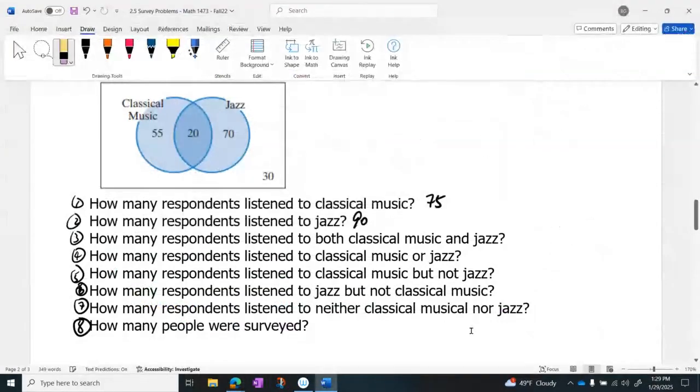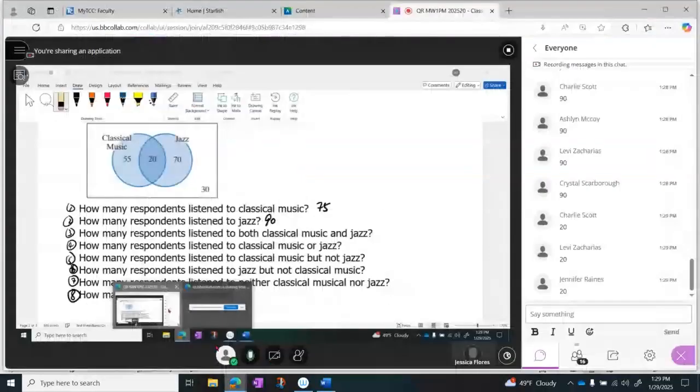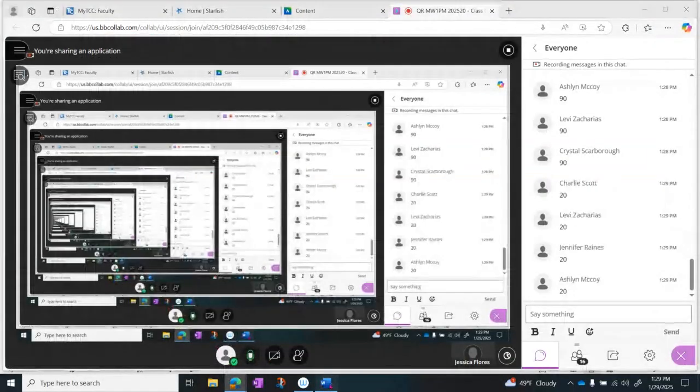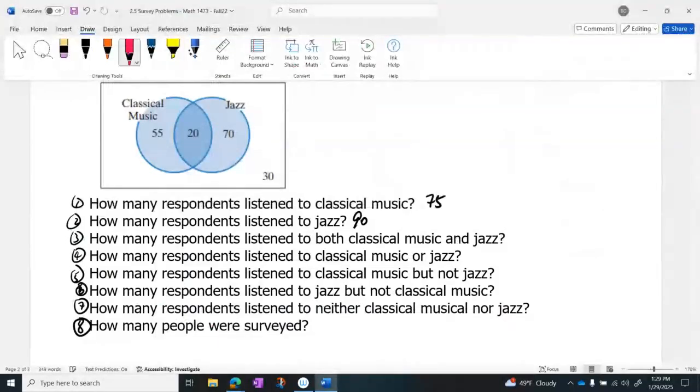Third part, how many respondents listen to both classical music and jazz? Both, an intersection. Circle on the left, classical, circle on the right, jazz. Their overlapping part should be the people. Yes, very good. You guys are great. The overlapping region represents the respondents who listen to both. So we have 20 people who listen to both. Okay, the football shape region.